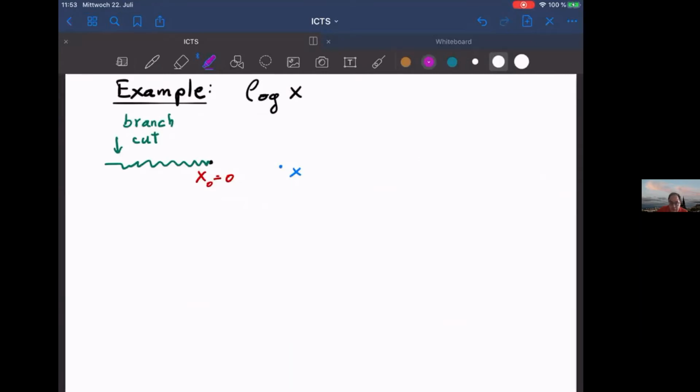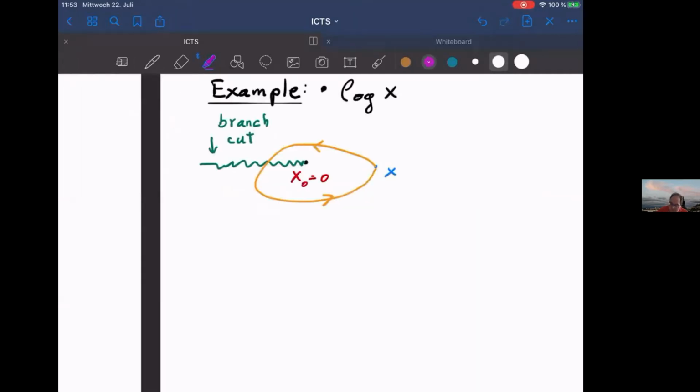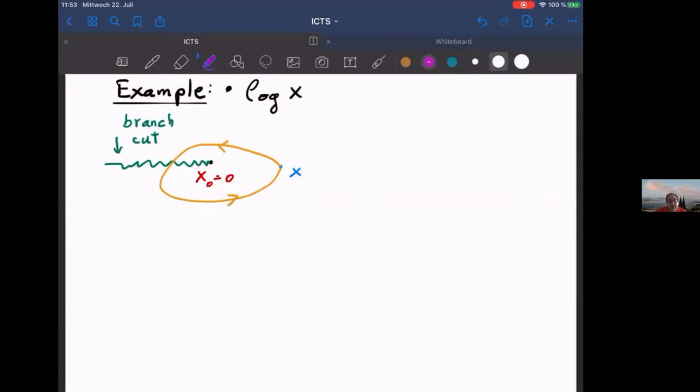Let's look at the example of log x. And let's take x0 to be 0. You know that there's a branch cut on the negative real axis. So what I do is I start from some point x, and I move around x0 equals 0. And then I go back to x. Now, as you see, I crossed the branch cut. So when I go back to x, the value of the function has changed because there was a branch cut. I crossed the branch cut.